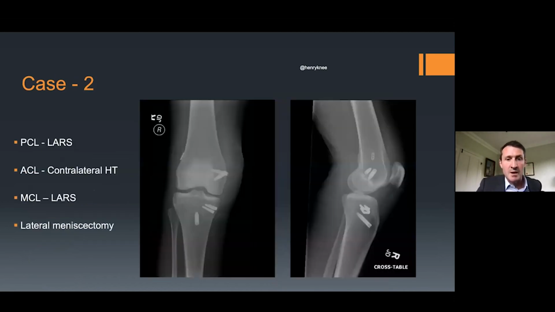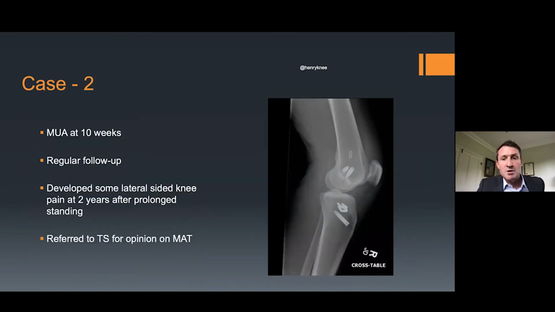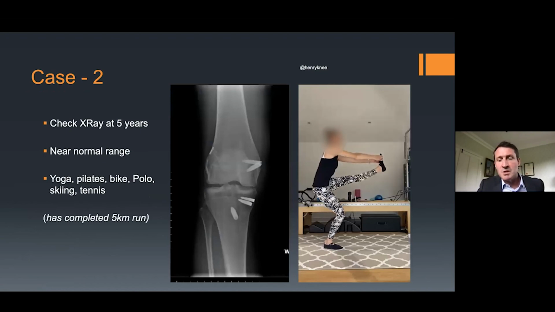So for this lady, I did it all in one go, reconstructing all the three main ligaments torn. She had her meniscus, the cartilage, removed from the lateral side, and she went on then to have a bit more surgery. She had a manipulation for stiffness, and then she was referred to one of my colleagues, Mr. Tim Spalding, who specializes in meniscal transplant up in Warwick. I sent her up to Tim. He did a meniscal transplant, which is amazing surgery. And, you know, she's done well.